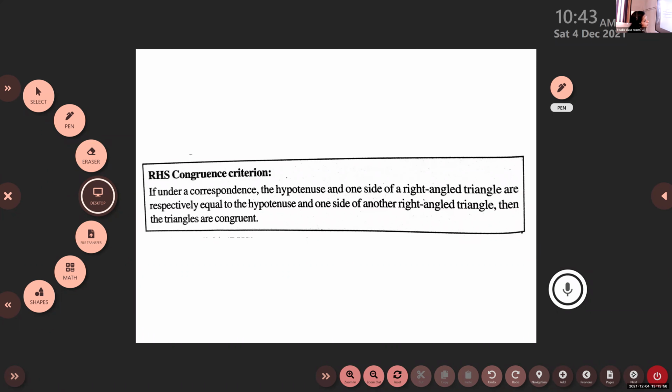Okay, one more. Abhinav Sajan, I gave a chance for you. Okay, I'll call in somebody else. Michelle, come on, read it. What is RHS congruence criteria? Under a correspondence, the hypotenuse and one side of a right-angled triangle are respectively equal to the hypotenuse and one side of another right-angled triangle, then the triangles are congruent.